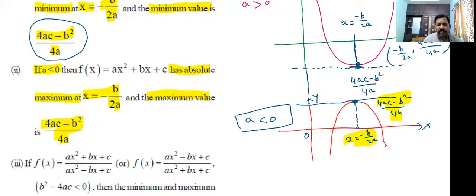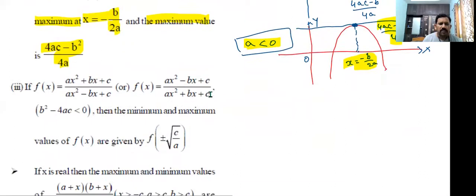Okay, this is a very, very important concept. Remember the formula. Both maximum and minimum use the same formula. But how to identify which one? If a greater than 0, f of x has a minimum; if a less than 0, a maximum. Okay, right. Next, one shortcut formula.